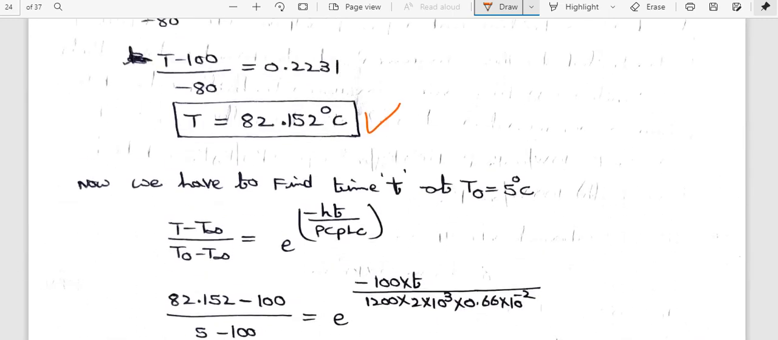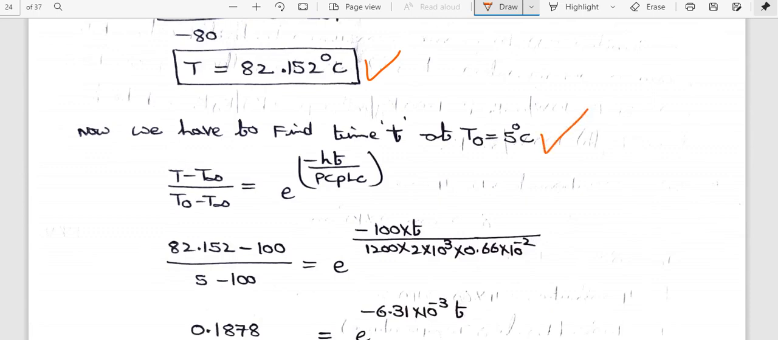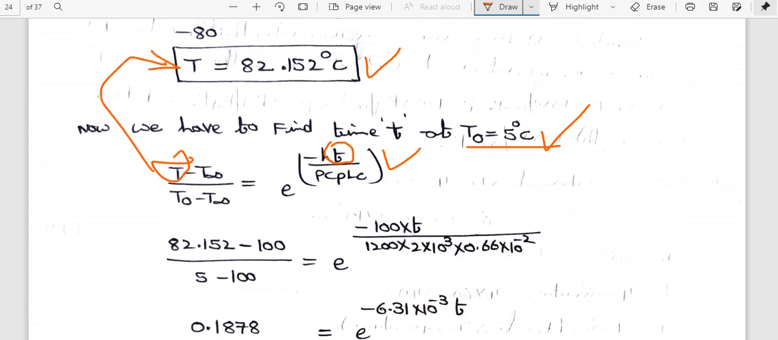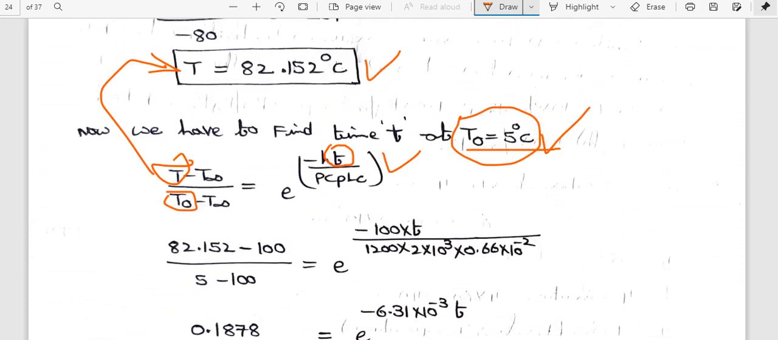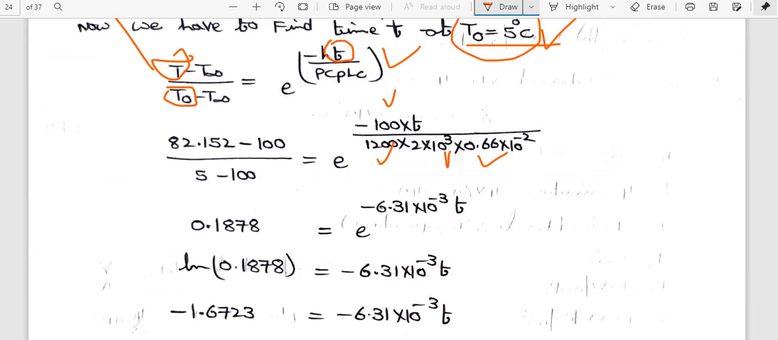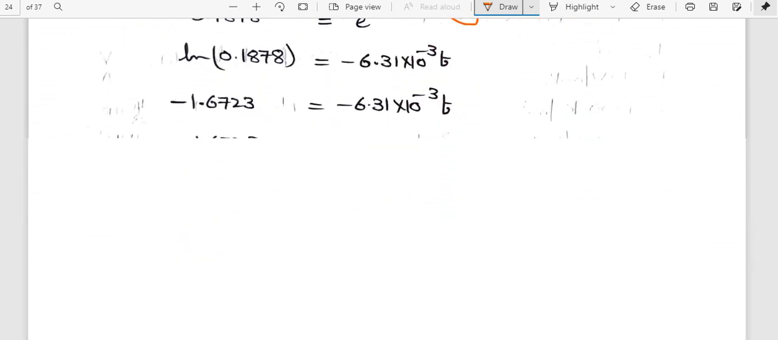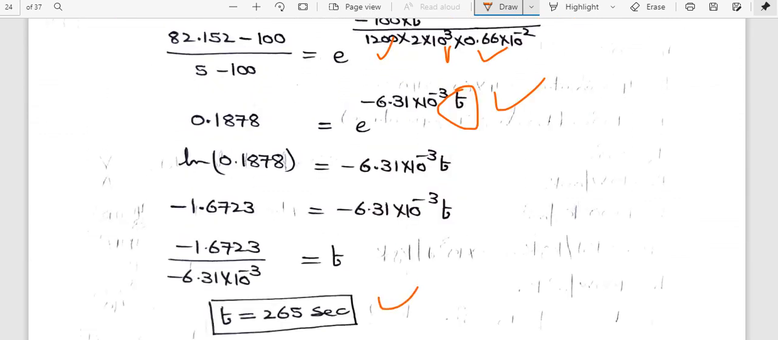So here now we have to find the time t at T naught equal to 5 degrees with refrigerating temperature. So here the time is the unknown parameter. So here what is the T value? The T value is already calculated without refrigerating temperature, and we can substitute T naught is equal to 5 degrees centigrade with refrigerating temperature. So here these are the values: h value, density value, Cp value and Lc value for the egg, and substitute these values. So here t is the unknown parameter. After calculating these values, t is equal to 265 seconds.